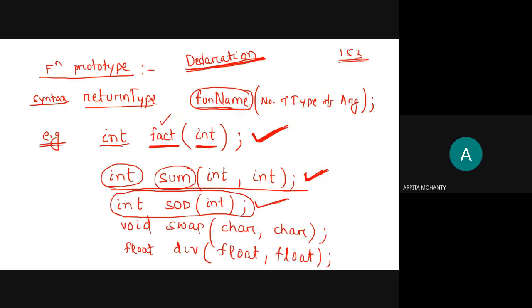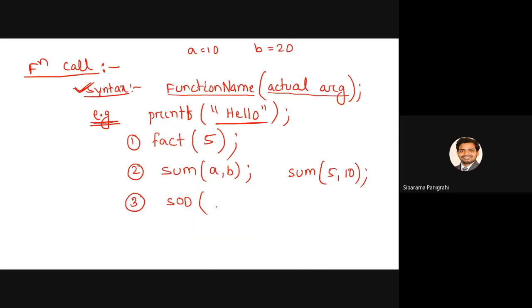Can we take any number here? Yes, you can take any number. So 10, no problem. So you can write swap 10. Instead of a number, you can pass a variable, swap B, swap A, no problem. Is that clear, dear students? Yes, sir. Function call is clear.